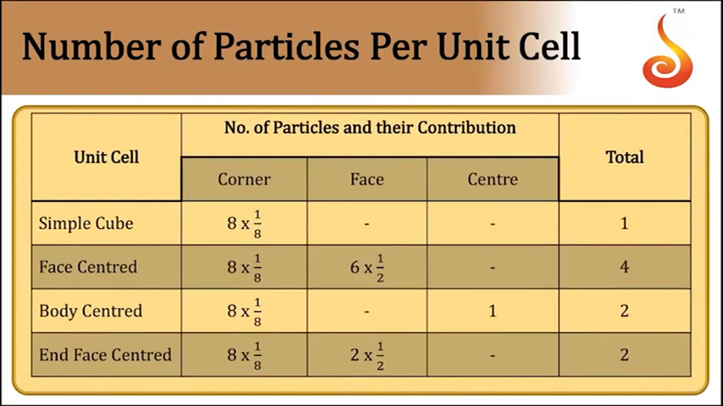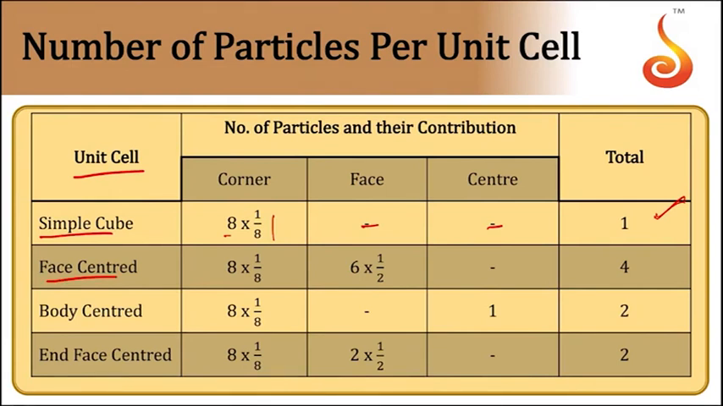Now, let us see the calculation part. Unit cell, we have taken simple cube. Simple cube contains only atoms in the corner. So, 8 corners into 1/8 we have. There are no atoms in the face or its center. Totally it comes to be 1. So, simple cube contains only 1 atom altogether.